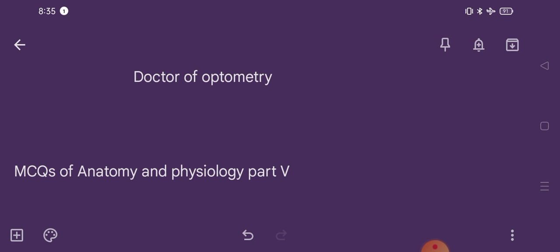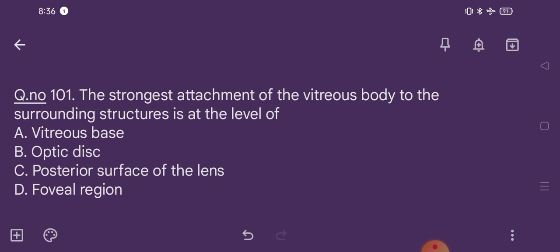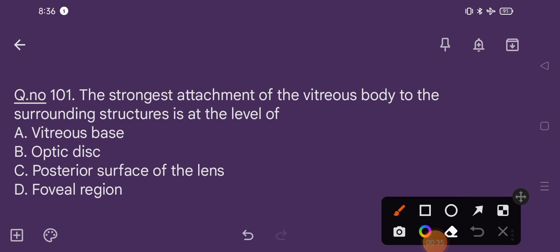Today we will discuss the MCQs of Anatomy and Physiology, part 5. Question number 101. The strongest attachment of the vitreous body to the surrounding structures is at the level of: option A, vitreous base; option B, optic disc; option C, posterior surface of the lens; option D, foveal region. The correct option is option A, that is vitreous base.